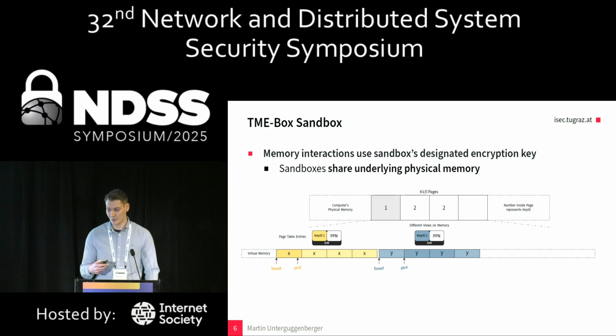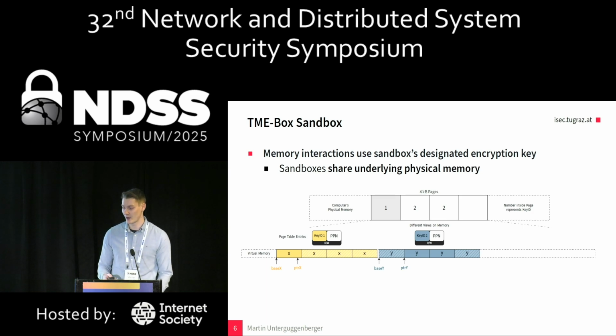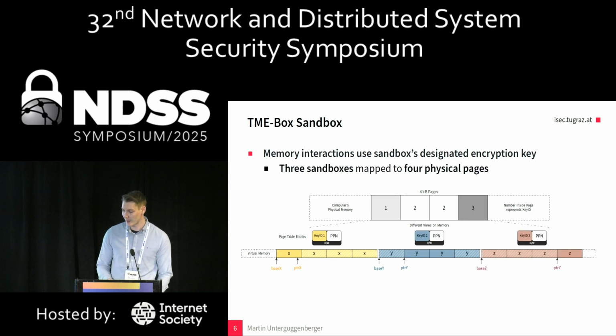And through the use of page aliasing, where multiple virtual addresses reference the same physical memory, we can share the underlying physical memory. So we add a second mapping, we assign key ID 2 to it, and also assign the next 2 pages to the second sandbox. And we can do this a third time, where we add a third mapping, we assign key ID 3 to it, and finally initialize the last page with the encryption key 3.